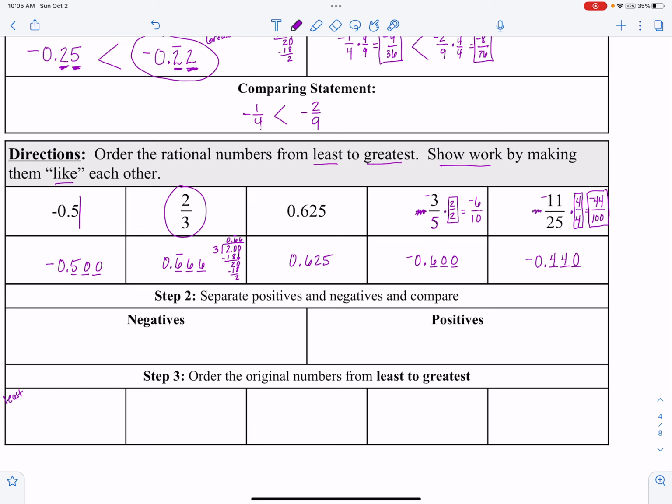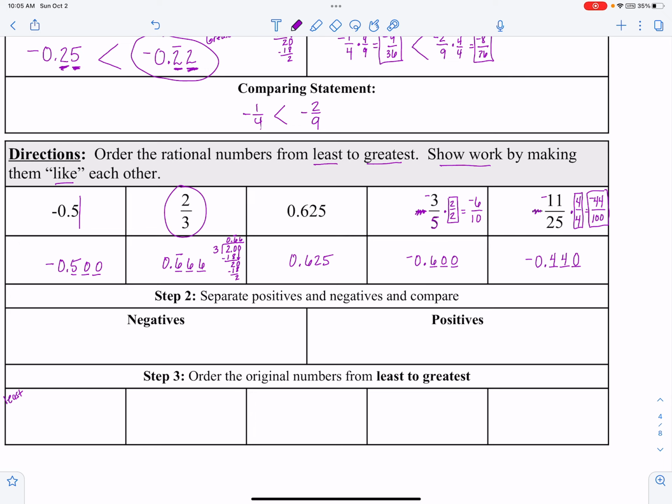So now what we want to do is separate the positives and negatives. The reason we want to do that is so we don't accidentally look at 0.666 and this 0.600 and forget that one's positive, one's negative, and make a mistake with that. So I'm going to find all my negatives and highlight them. Here's a negative, and here's a negative, and here's a negative. Okay, I'm going to put them down below and just write them. I'm not going to worry about ordering them yet. If you wanted to order those as you put them down there, you could. It'd make life a little bit easier. I'm going to just put them down, though.